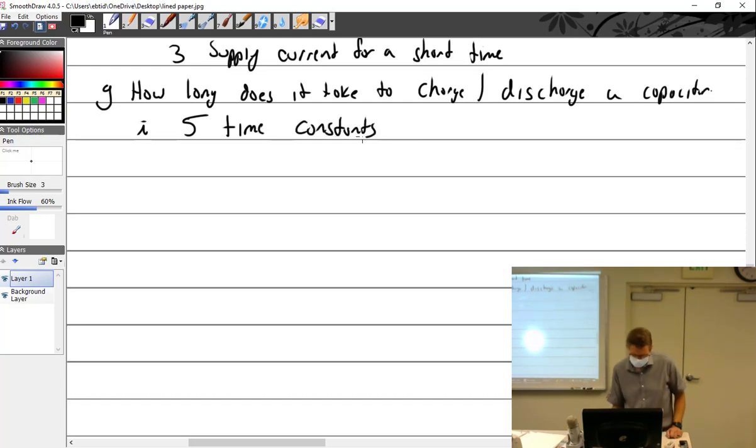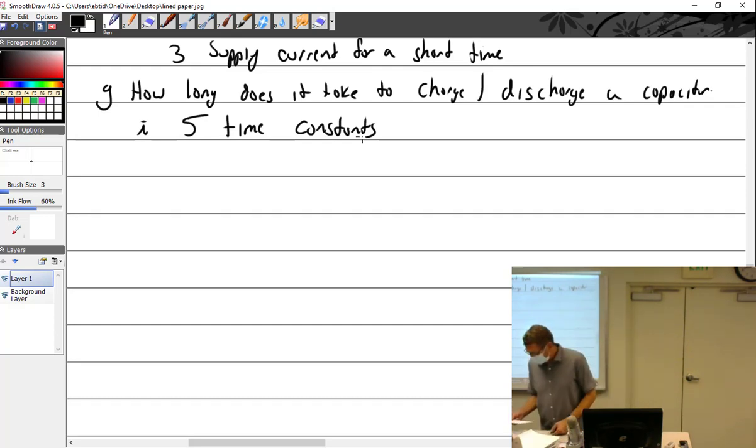Why 5? Because it's 63.2%, if I'm not mistaken. So it's exactly the same thing as an inductor. A little bit of a different formula. It's T equals R times C. Takes 5 time constants.